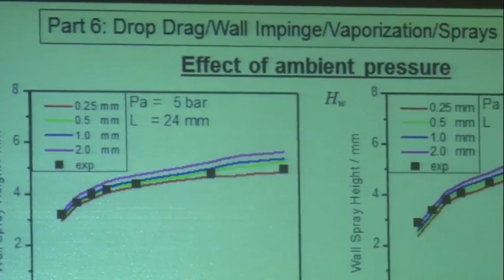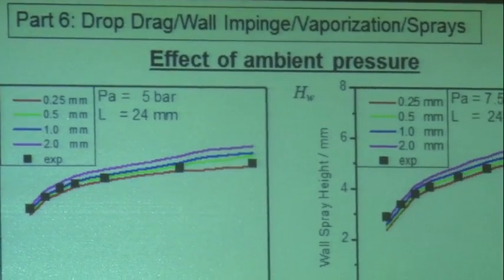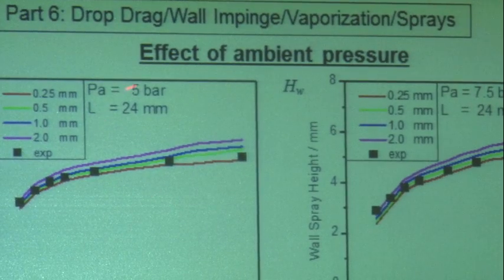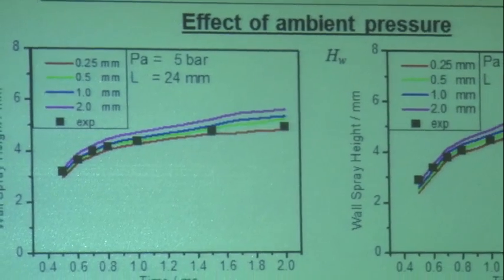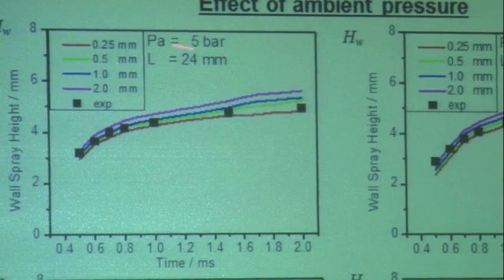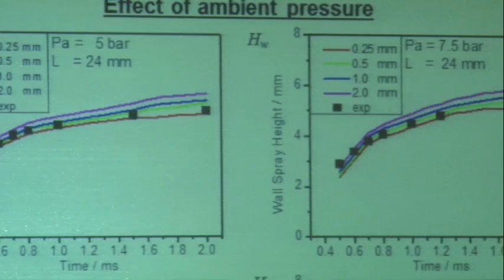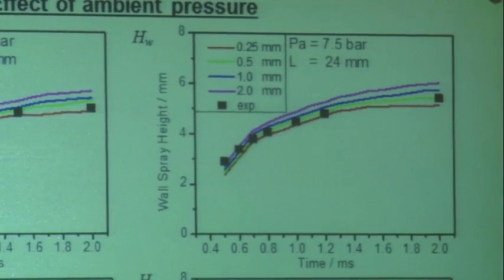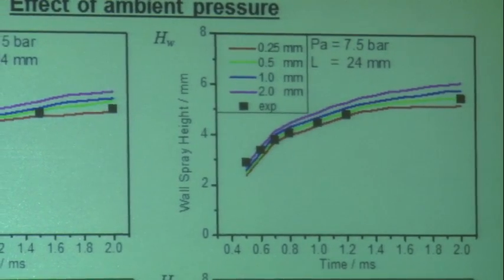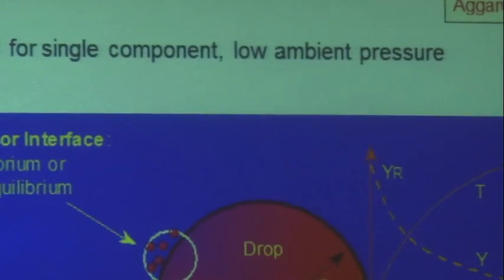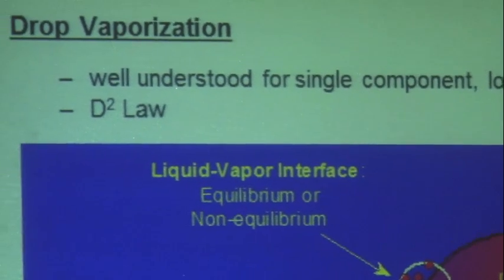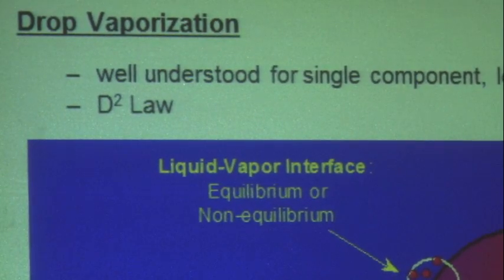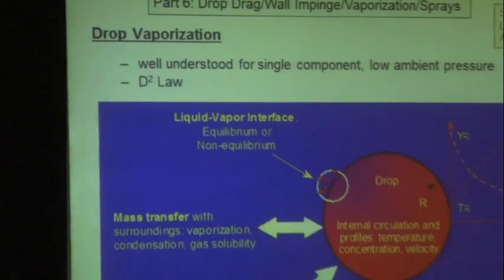This shows the performance of the model over a range of other conditions. Here we're looking at ambient pressure effects from 5 bar to 15 bar, again for a variety of different mesh sizes near the wall. And you can see the results are pretty insensitive to the mesh size. So any questions about that before I move to vaporization? Okay, yeah, there's one.